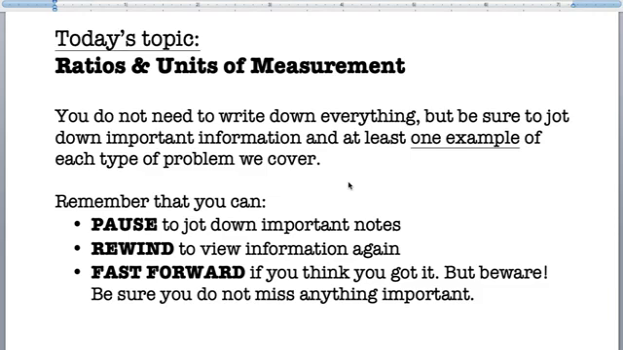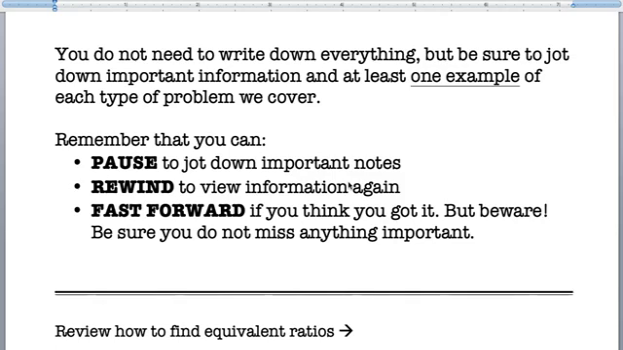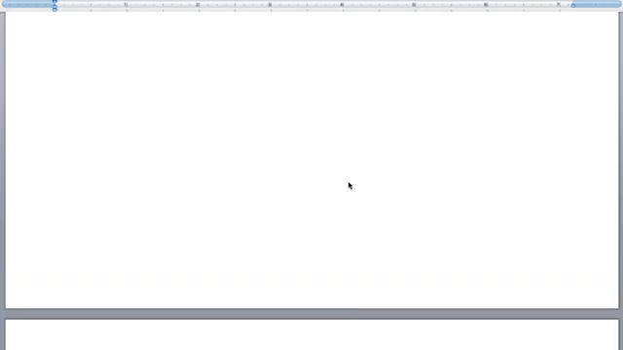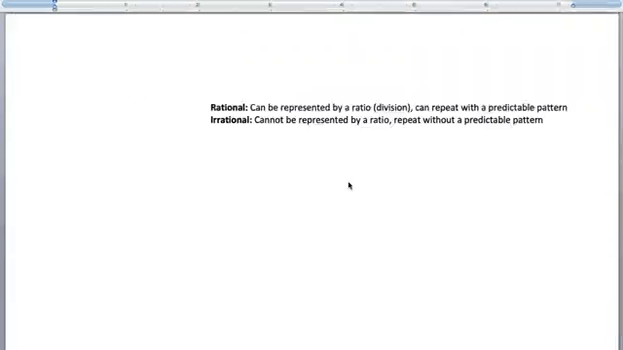And we actually use different measurements depending on where we are in the world, and we'll talk more about that later. But you should have definitely touched upon units of measurement in science, because you definitely measure objects in science a lot. So in order to be successful in this lesson, we need to review equivalent ratios. So let me scroll down to when we talked about that.